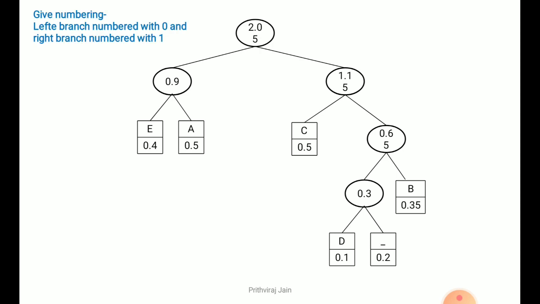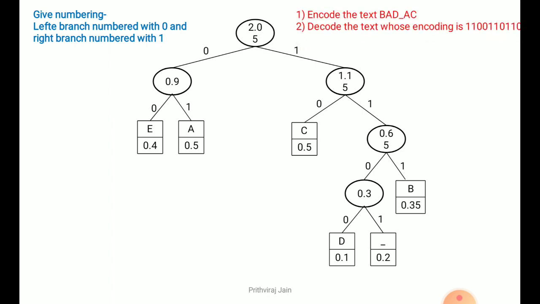But one thing is remaining here. We have to give the numbering for every branch. Now the left branch will be numbered with 0 and the right branch will be numbered with 1, like this. So this is the complete Huffman tree. But our question was to encode the text BAD underscore AC and decode the text whose encoding is given.